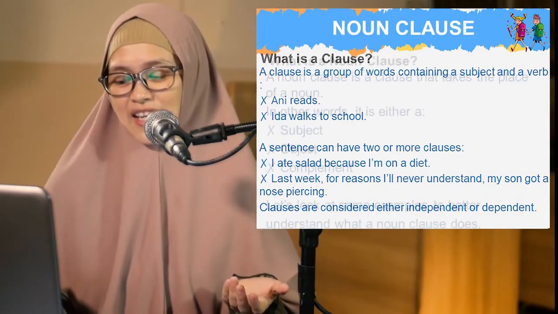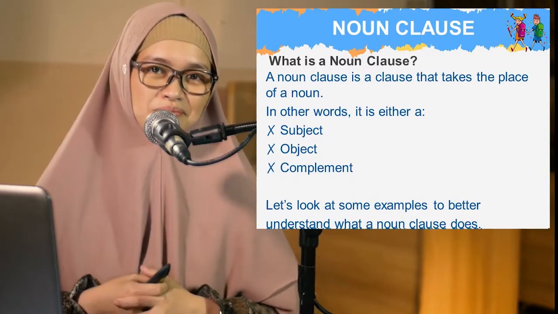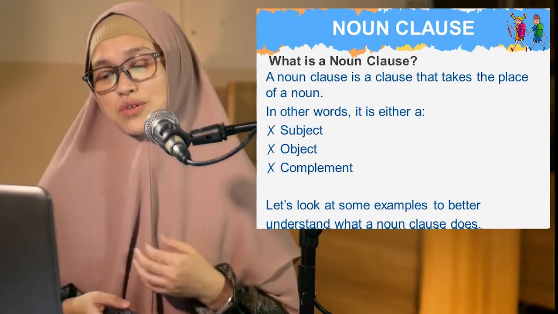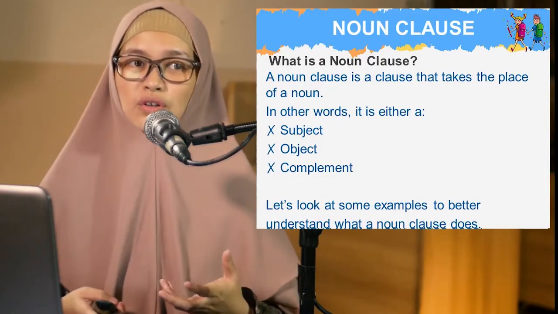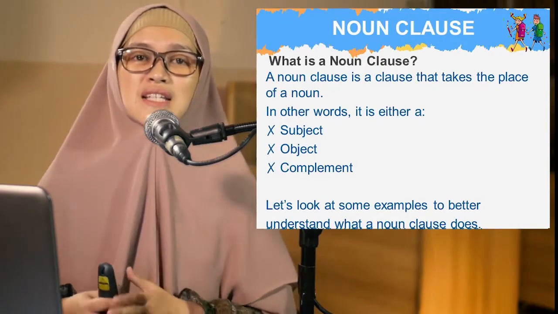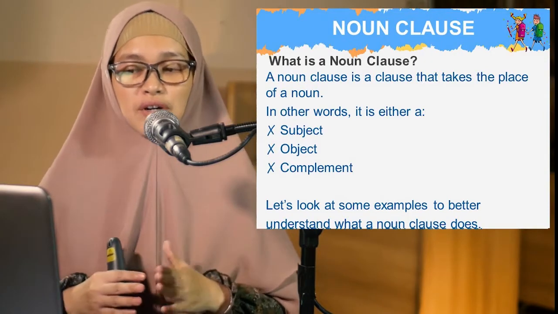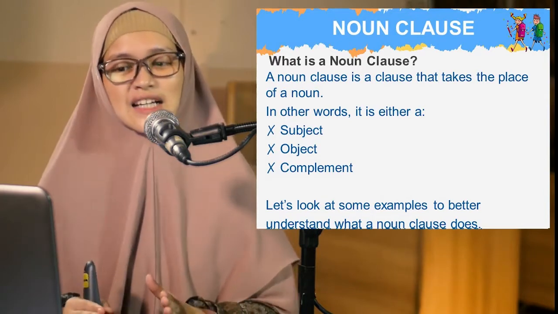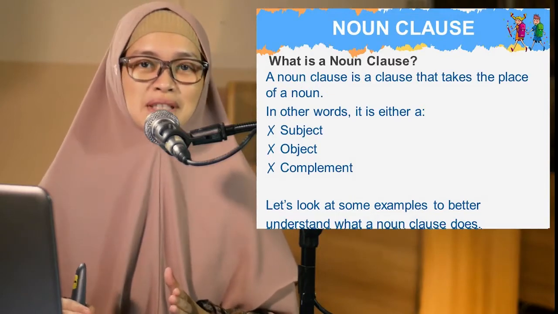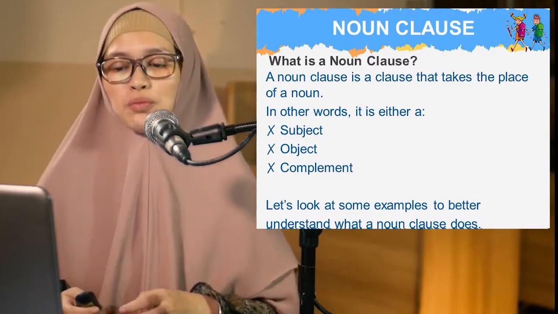Right? Okay. Now go on with what is a noun clause? A noun clause is a clause that takes the place of a noun, or sometimes we can say it is modifying a noun. In other words, it is either a subject, an object, or a complement. Okay, let's take a look at some examples to better understand what a noun clause does.